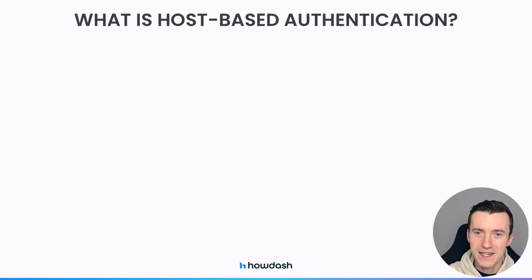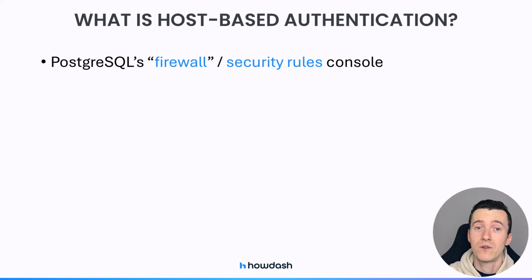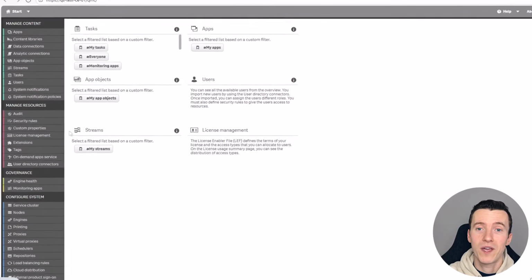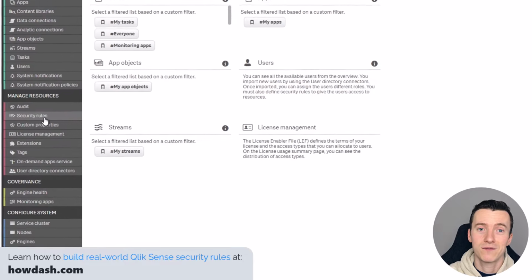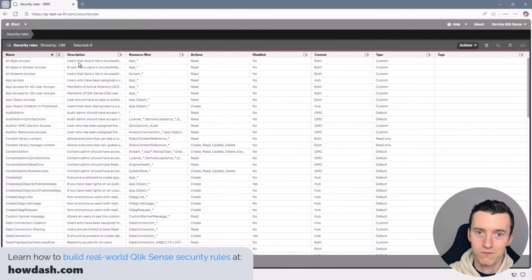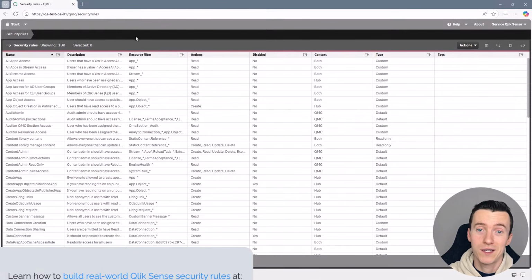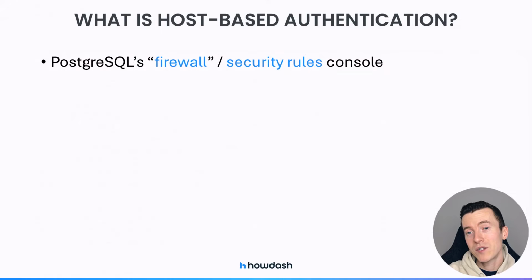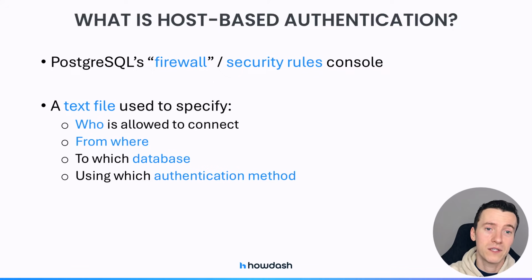Well, it's kind of like PostgreSQL's firewall or security rules console. You know how in Qlik Sense we have this security rule section in QMC that we can use to specify who has access to what? Well, PostgreSQL has its own version of this, but it's way simpler. It's essentially just a text file that we can use to specify who is allowed to connect, from where, to which database, and using which authentication method.